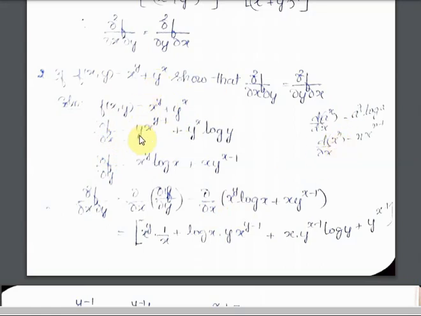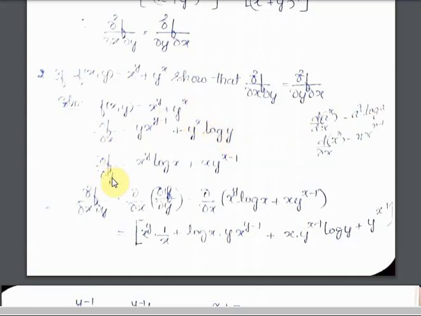So it is going to give me y x power y minus 1 plus. Here y is constant because we are differentiating with respect to x. Base is a constant. So if base is a constant, a power x becomes a power x log a. So the differentiation of y power x becomes y power x log y.